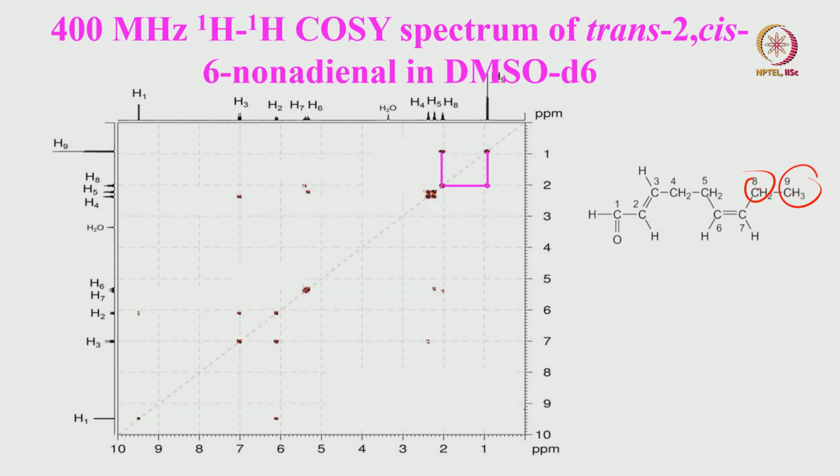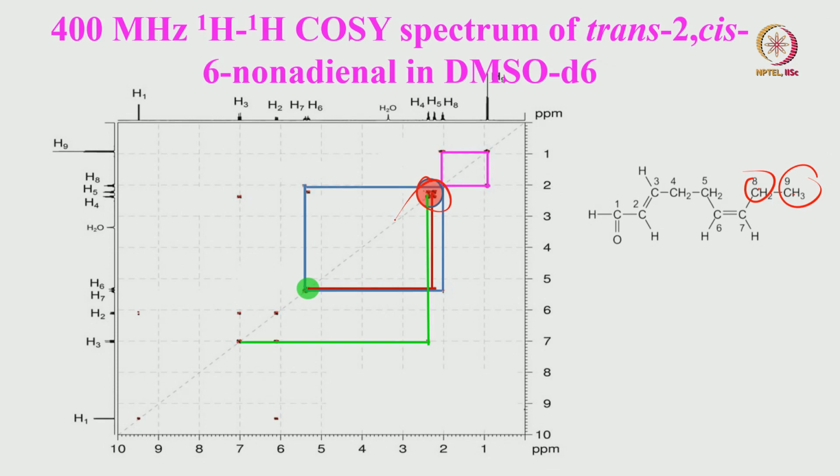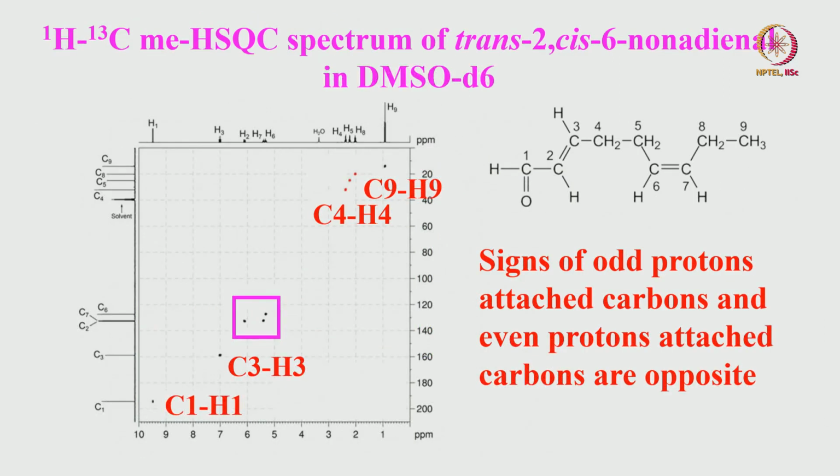See, I identify the peak 9, which I am confident about. 9 correlates to 8. From 8 it will go to 7. 7 to 6 is there. 6 to 5 it goes. 5 to 4 is correlated here itself, and 4 to 3 is here, and 3 to 2 here, and 2 to 1. Everything you can assign without any difficulty. Alright. Of course, the multiplicity-edited HSQC confirms how many CH2s are there.